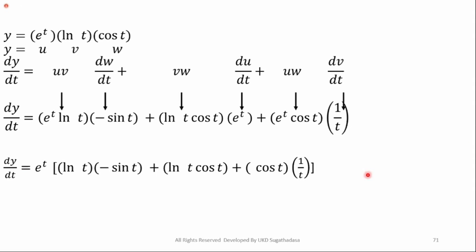And you can't simplify in greater detail. Only e^t is common to everything. e^t is common. You can take e^t out, then you get the answer, right?